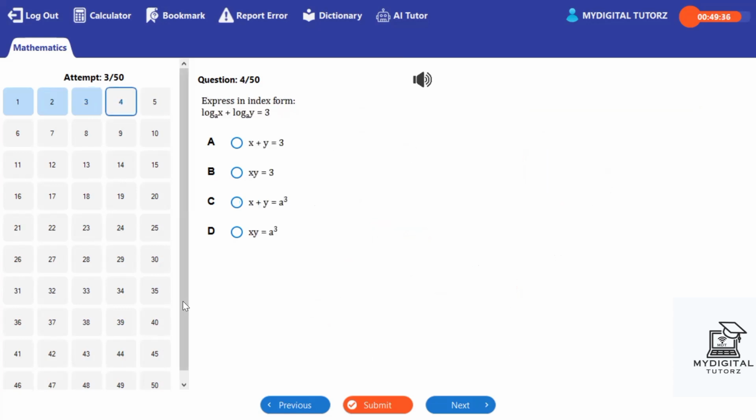Question 4 says, express in index form, given that we have log of x to base A plus log of y to the base of A equal to 3.